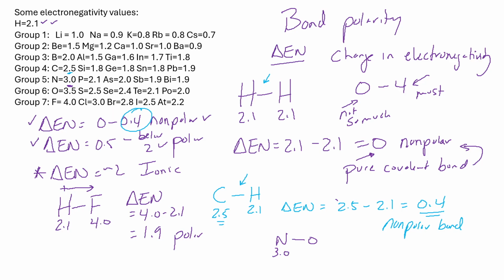We take a look at oxygen, which on this list is right there, 3.5. The difference in electronegativity is 3.5 minus 3, which gives us 0.5. That is right here, and that is a polar bond. In this case, our arrow should point towards the oxygen as it is more electronegative.